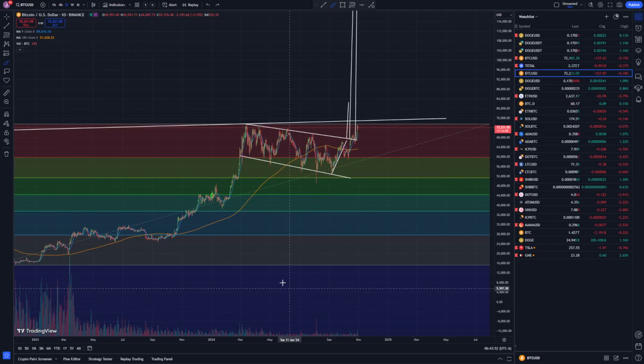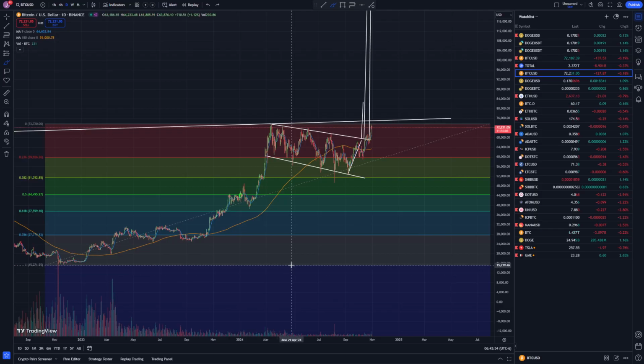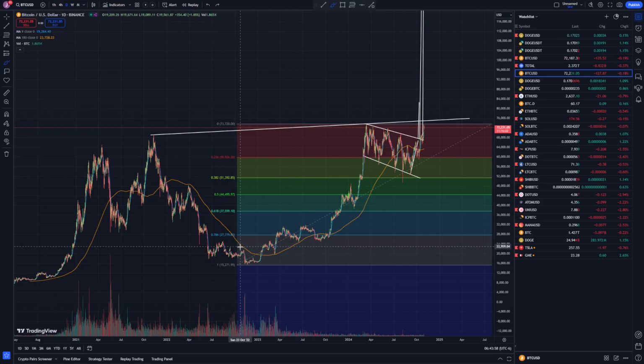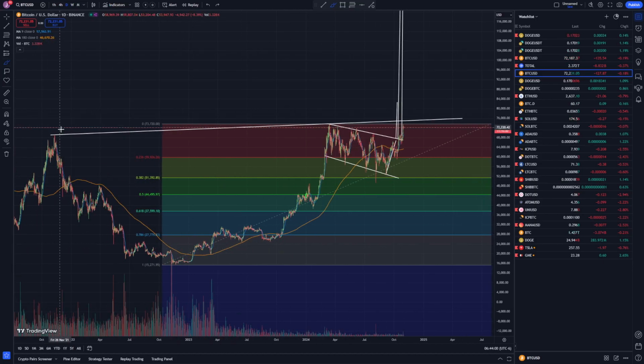I like watching the volume though. It confirms patterns and breakouts. So like I was saying, usually in patterns, you'll have the start of the pattern right here, and then you'll have the end where you're waiting for it to break out.